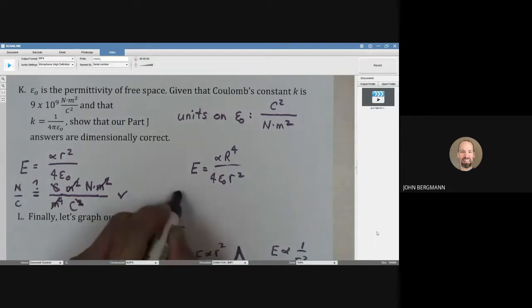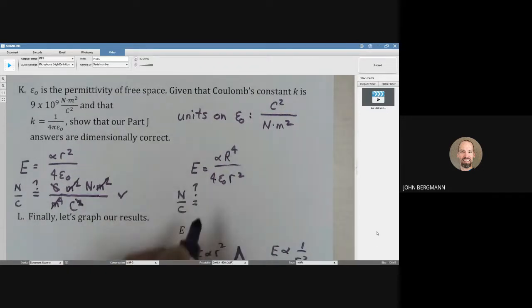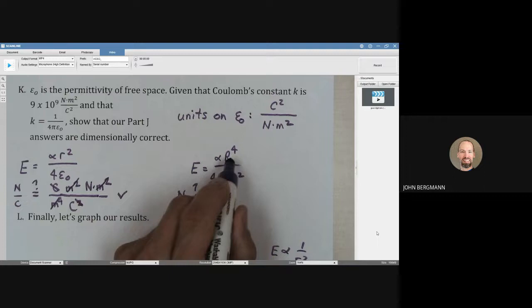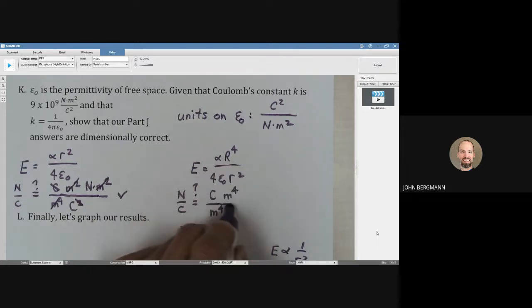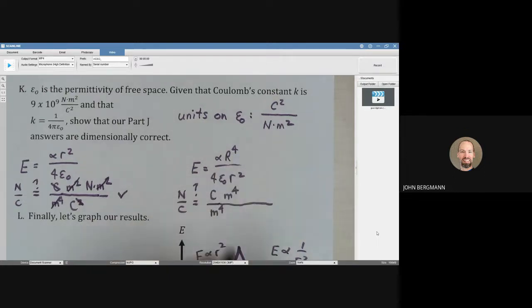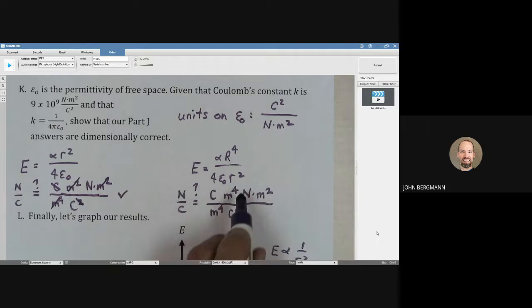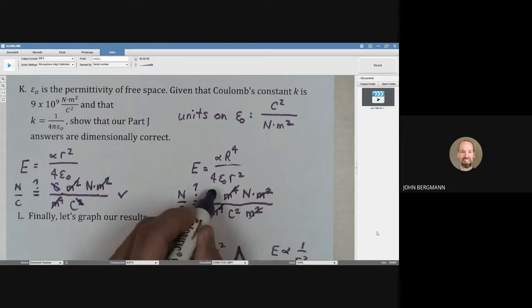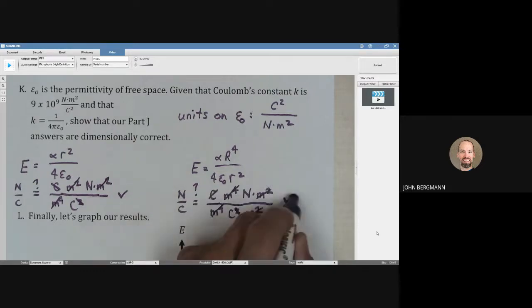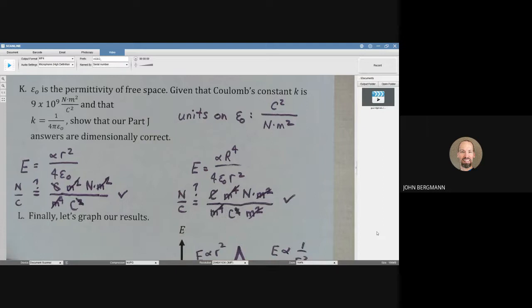One more time. What about our other expression? Newtons per coulomb. Alpha is coulombs per meter to the fourth. R to the fourth is just meters to the fourth. Epsilon naught in the denominator gives us coulomb squared in the denominator and newton meter squared in the numerator, and then little r squared in the denominator gives us meter squared. What cancels? Meters all cancel. One of the coulombs cancels. Look at that, those are dimensionally consistent.